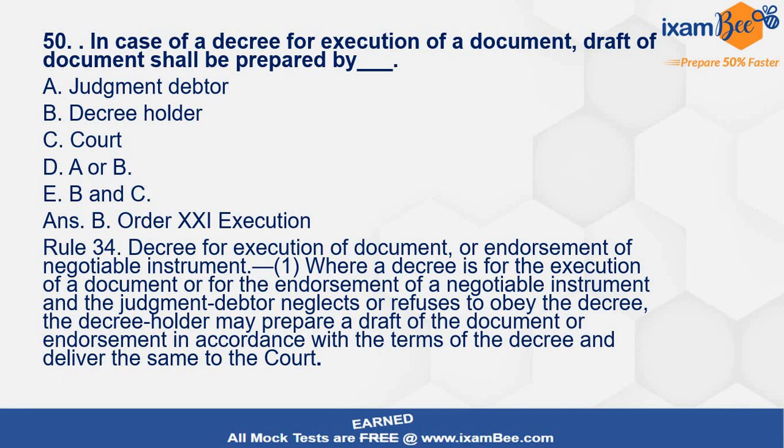Practically also it is very important that while execution, the endorsement of the negotiable instrument will be done by whom? It will be done by the decree holder. Decree holder has to, endorsement means the draft for that particular document or endorsement has to be made by the decree holder. Rule 34 of Order 21 of CPC deals with this. So this was all that I had to discuss today with you all.